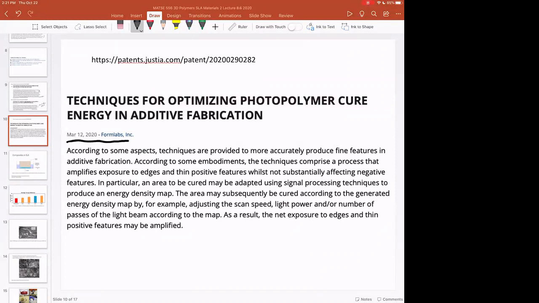And they talk about techniques for optimizing photopolymer curing energy during building the part. So we haven't talked a lot about optics or the light source or the nitty gritty electromechanical part of an SLA printer. We've just said, well, basically there's a light source and it acts on the material. But this patent is interesting because they talk about changing the curing energy depending on where you are in the build and where you are in the part. And this is really cutting edge in terms of designing laser-based processes.